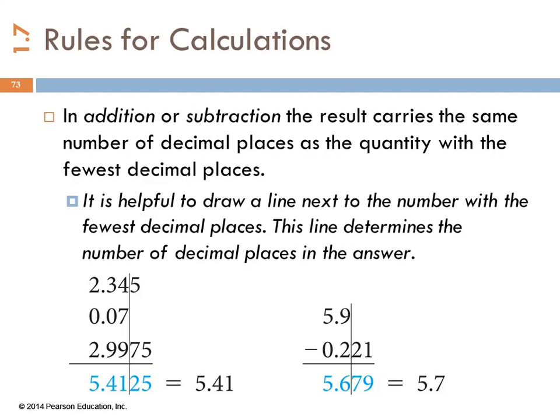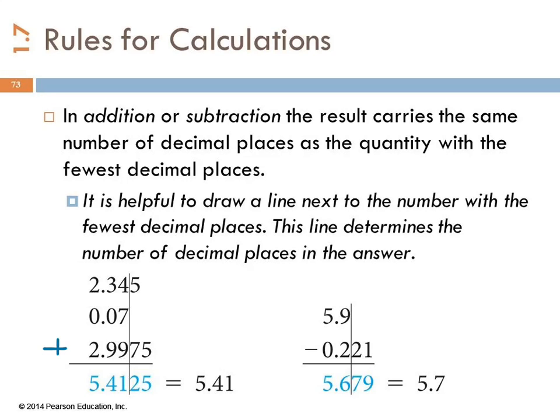Addition and subtraction. The result carries the same number of decimal places as the quantity with the fewest decimal places. And the best way to think about this is actually to stack the addition. Stack it up like you were going to do it by hand.